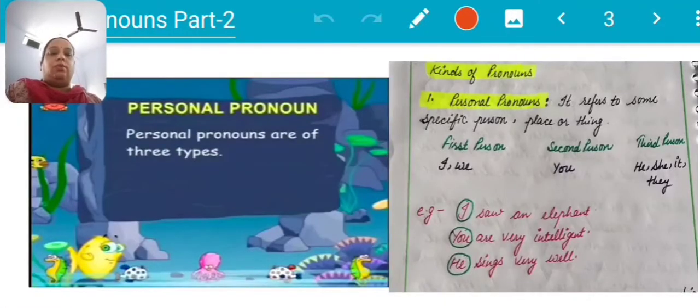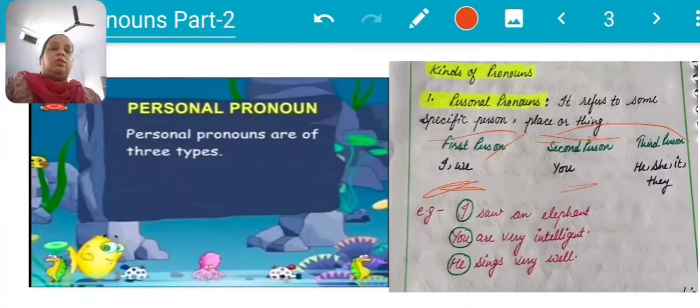We have also done personal pronoun. So, personal pronoun, it refers to some specific person, place or things. This is divided into three parts, first person, second person and third person. So, the pronouns which come in the category of first person are I and we. In second person, it is you. In third person, it is he, she, it and they.